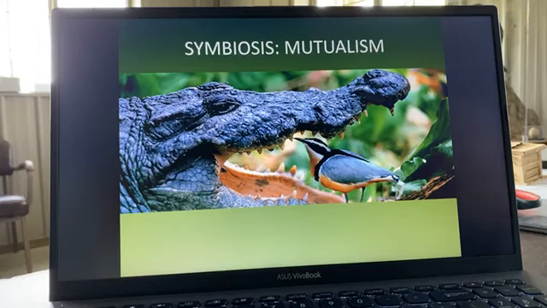So the Egyptian plover comes along. The crocodile willingly opens its mouth, and the plover goes and cleans between the teeth, cleaning them out nicely. So it's a really neat thing.